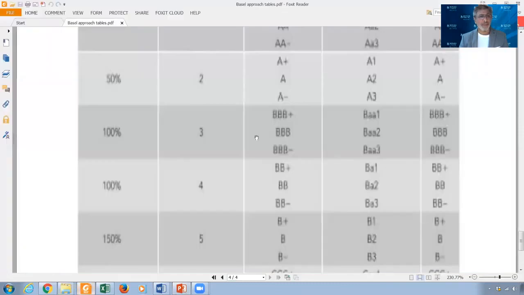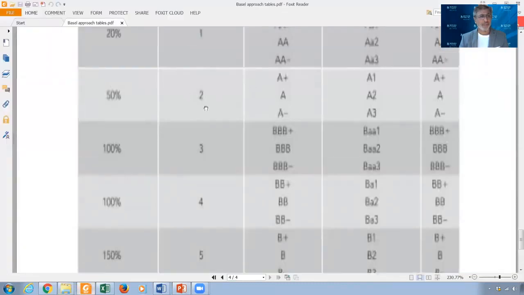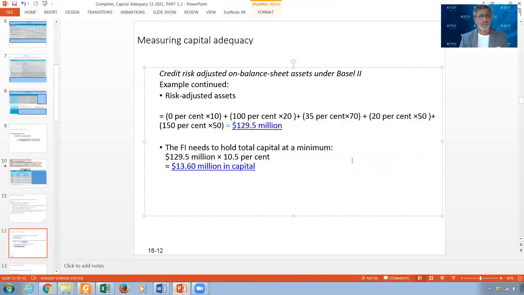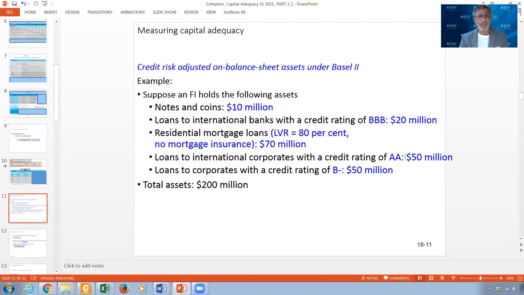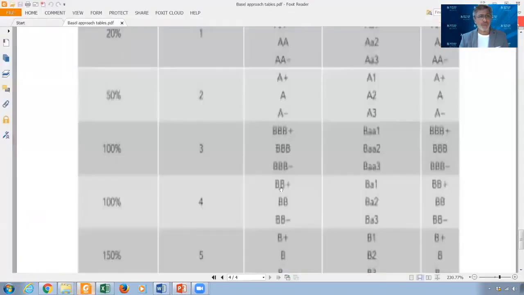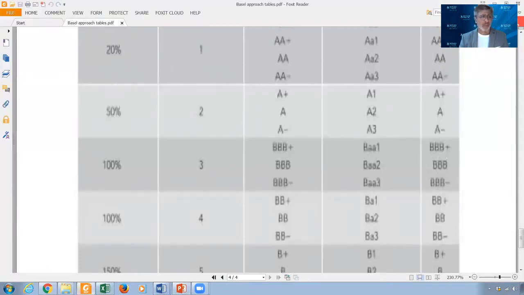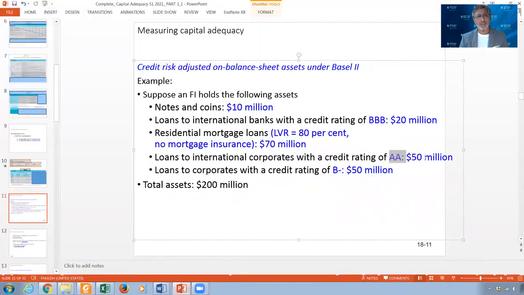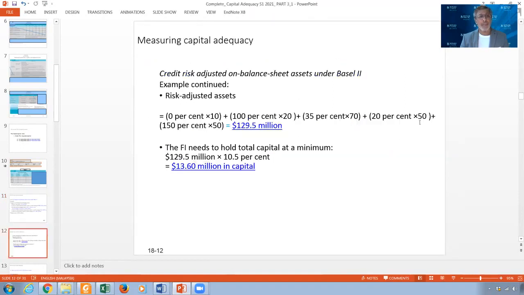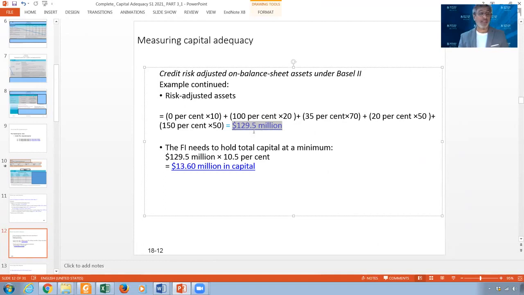This is triple A. 20% times 50. So this is actually a triple A, and the triple A, as I told you, according to the table, it's 20%, yes. So it's very clear now that we are using the rating from table 5. And then we have loans to corporates with credit of B minus of 50. This is actually 150% according to table 5. You add it, it's 129 million. And instead of the 200 million, now the risk-weighted asset for this 200 million asset is 129.